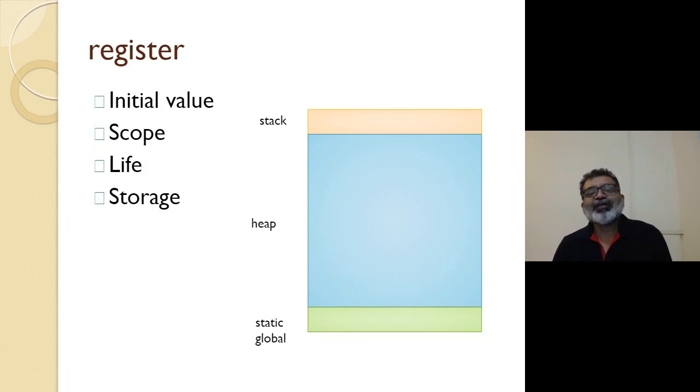There is another local storage, what we call the register. That is the keyword. So you can declare a variable as register int i. You can declare that. So what is the initial value? The initial value of a register variable again is garbage. Right?